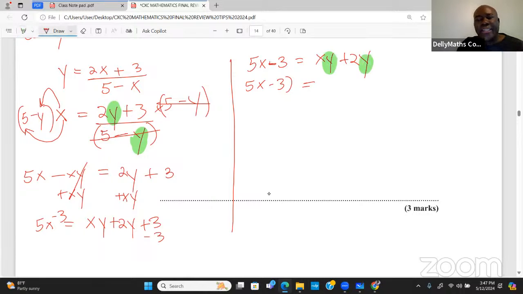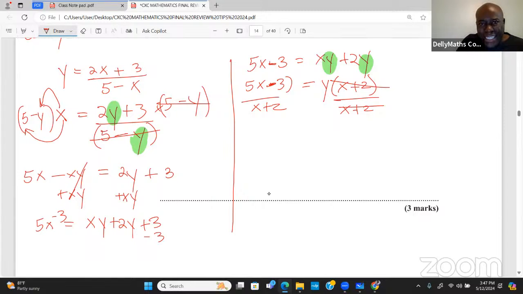They are not like terms, so it's not a case where you could add them. You cannot. So I can factorize out the y. So I'm going to have x plus 2. Right, and here we go. We're almost done because the intention is to isolate the y. So I'm going to divide both sides by x plus 2. So you could see now y is all alone, right? So y is all alone.